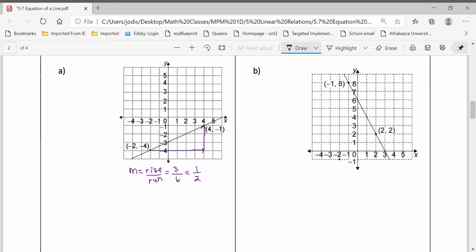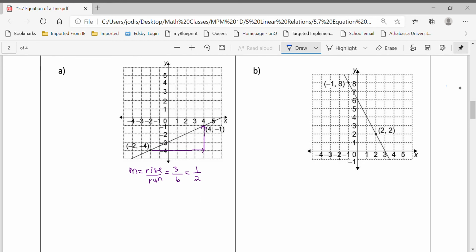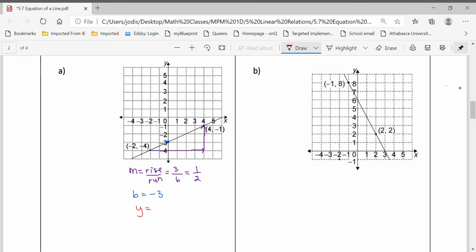So if we reduce, we have a half. And then our y-intercept, okay, our y-intercept here is we're looking for where our line crosses the y-axis. So it would be right here. So this is our B, and our y-intercept would be -3. So using this information that we have, we could write our equation as y equals 1/2 x minus 3.